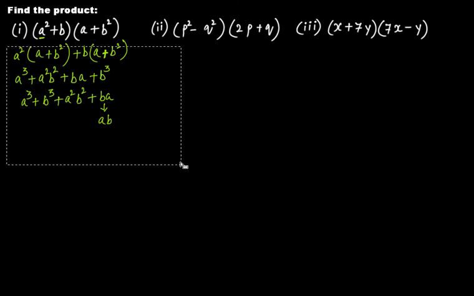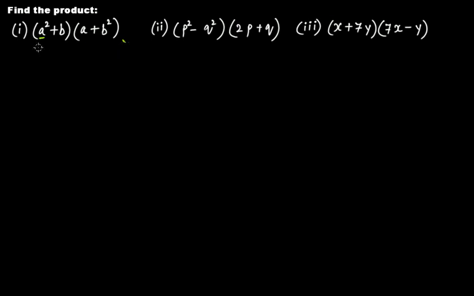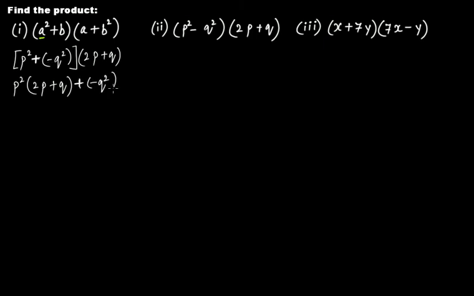Now let's move to the second one. Here you have p squared minus q squared multiplied by 2p plus q. Let's rewrite it as p squared plus minus q squared within bracket, and then you have 2p plus q. This is p squared, this is 2p plus q, this is plus sign here, right? Plus sign here, this is minus q squared, and this is 2p plus q.